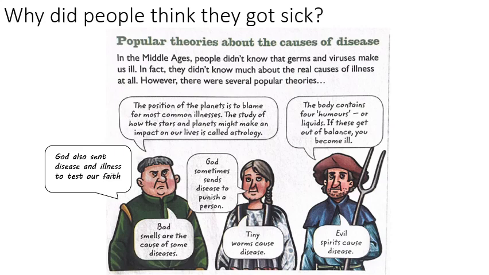Next one along at the top, it says the body contains 4 humours or liquids. If these get out of balance, you become ill. So we're going to talk about the 4 humours in a moment, all right? And there's a little bit of a diagram for you to copy down. And then below that, we've got evil spirits. Okay, so evil spirits cause disease. Tiny worms cause disease, and these worms live in your body. God sometimes sends disease to punish a person. Bad smells are the cause of some diseases. And then you've got God also sent disease and illness to test our faith, okay, to see if we were a good Christian.